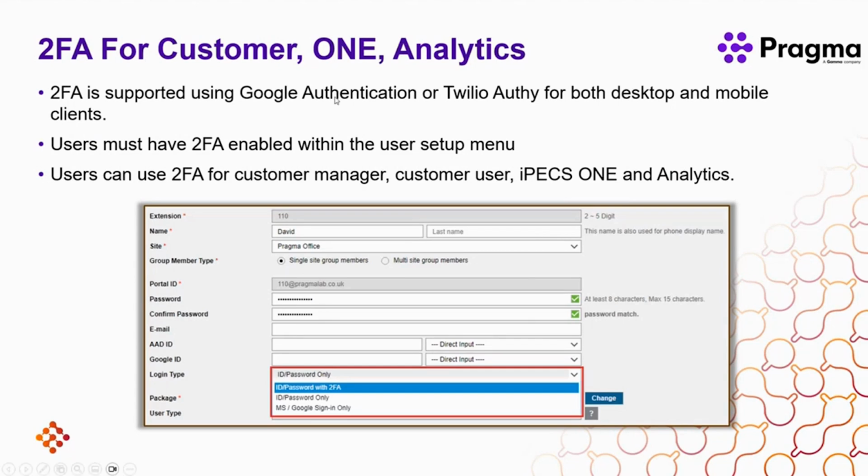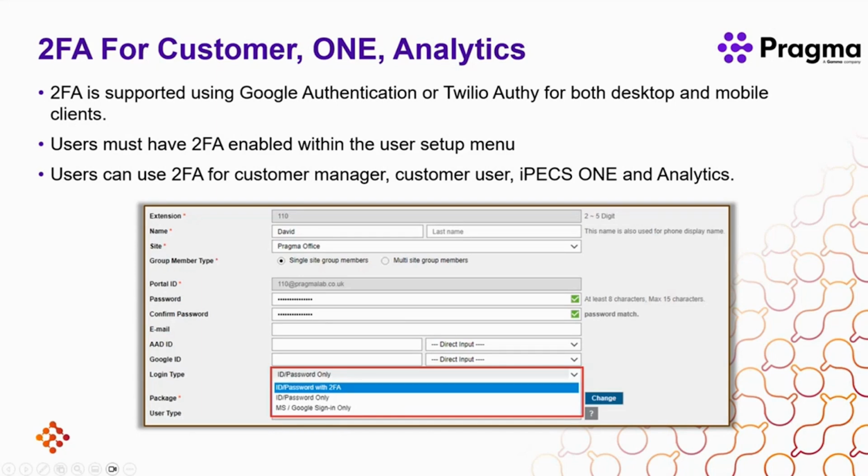You'll see a new option within the user setup menu now for login type. The top option is ID password with 2FA, and we've now got the option to do ID password only, so no 2FA, and then Google Microsoft sign in only, which reduces the need, if they do use Microsoft or Google, for the user to know their actual ID and password. They can use their Microsoft or Google details.